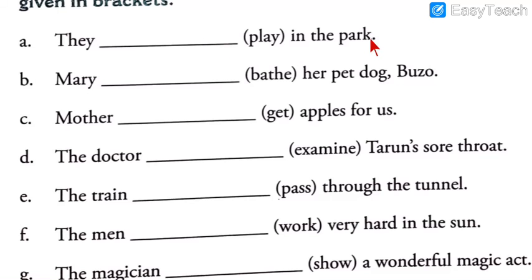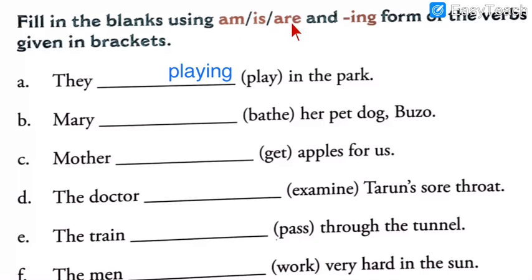They dash in the park. Verb play is given. Obviously, play will become playing because it is continuous. Play will become playing. Okay, but what can we use in the helping verb? Am, is, are. What do we use with they? They means plural, more than one. Now if plural is there, more than one is there, do we use is, am or are?